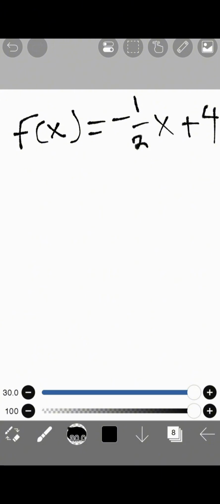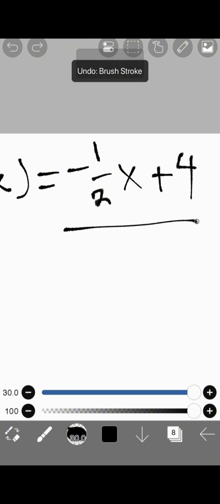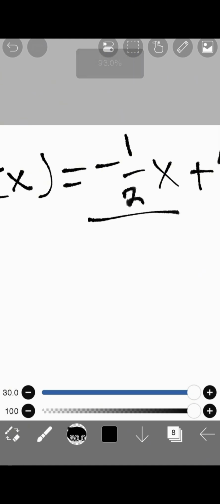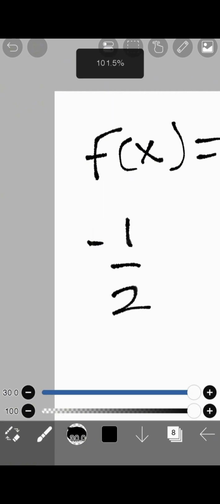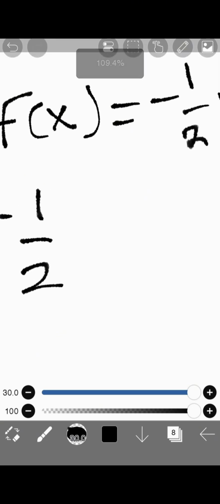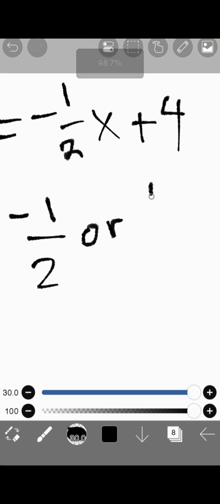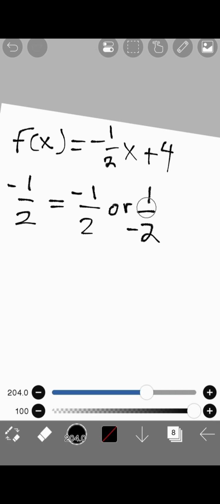Okay, so we have another example. We say that our equation is this, -1/2x plus 4. Again, this is our slope, this is our y-intercept. So we have -1/2. When we say -1/2, we can say it's -1/2 or +1/2, but for now, we will just use the -1/2.